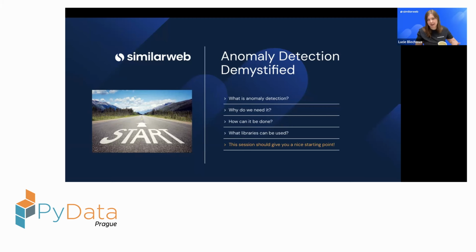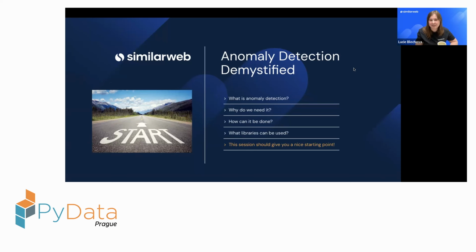Basically, this is meant to give you a leg up if you want to start doing anomaly detection on your own. It's by no means an all-encompassing and comprehensive deep dive into the field. That's not possible to do in the time that we have. So if you want to start, you will probably get some valuable info here. So yeah, let's get to it.